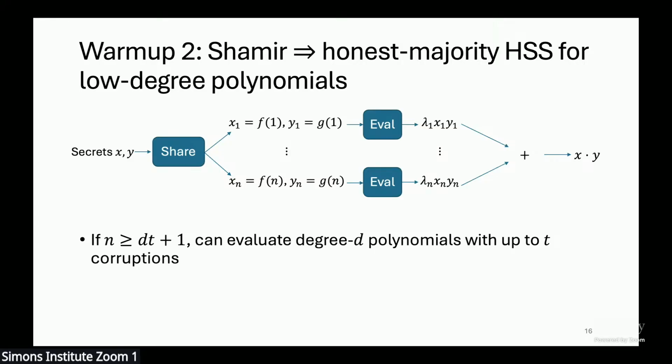So generalizing this in the natural way, you can get an information theoretic honest majority HSS for evaluating degree D polynomials with up to T corruptions, where as the degree grows, you need the number of parties to be at least D times T plus 1. So this can be good for low degree polynomials, but doesn't really scale so well.